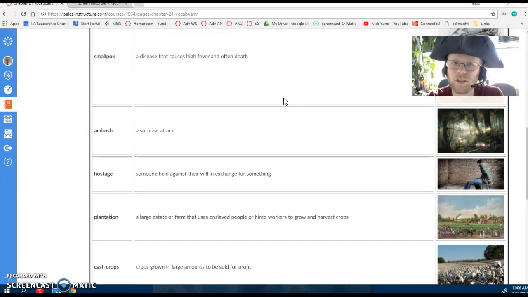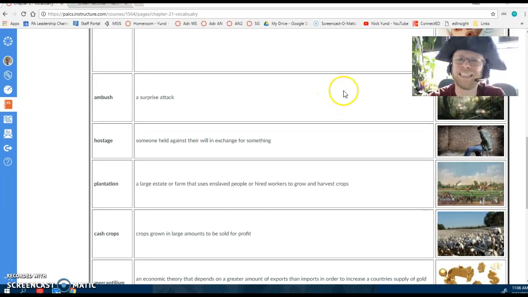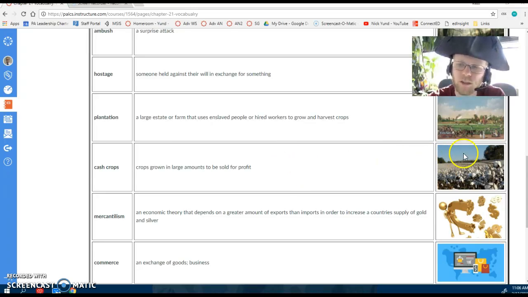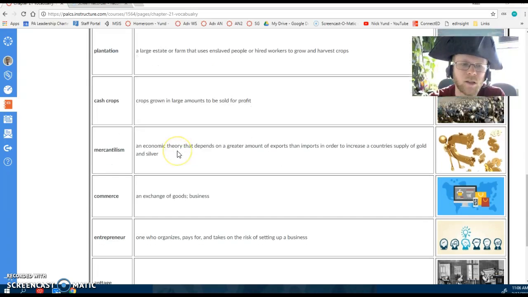An ambush is a surprise attack. Hostage is someone held against their will in exchange for something. Plantation, a large estate or farm that uses enslaved people or hired workers to grow and harvest crops, typically a cash crop, which is a crop grown in large amounts to be sold for profit. Here's cotton, but cotton was not the original cash crop.